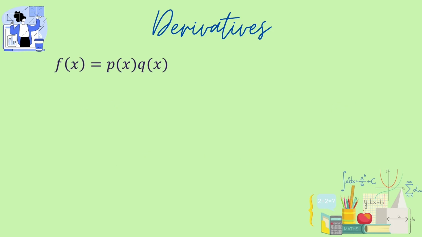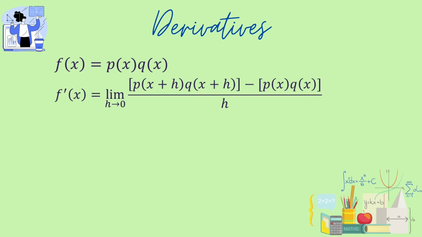Given f of x equals p of x times q of x, by definition, f prime of x is equal to the limit as h approaches 0 of p of x plus h times q of x plus h minus p of x times q of x, all over h.